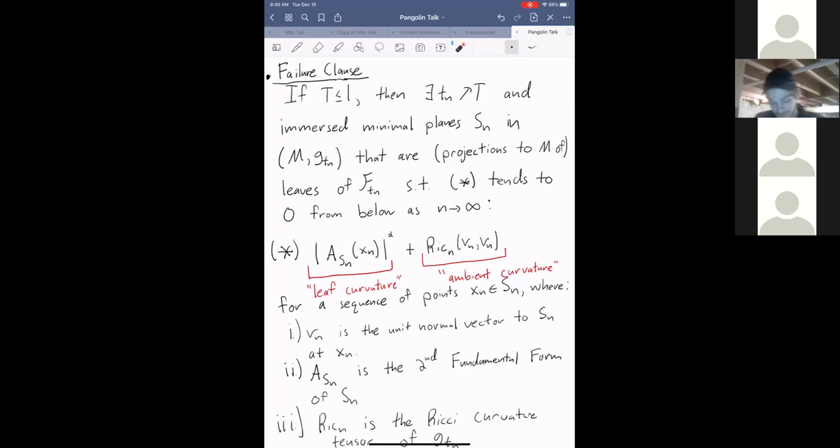So what is this quantity? The first term here is the second fundamental form of S sub n at x sub n, where we have a sequence of points x sub n that are contained in S sub n.